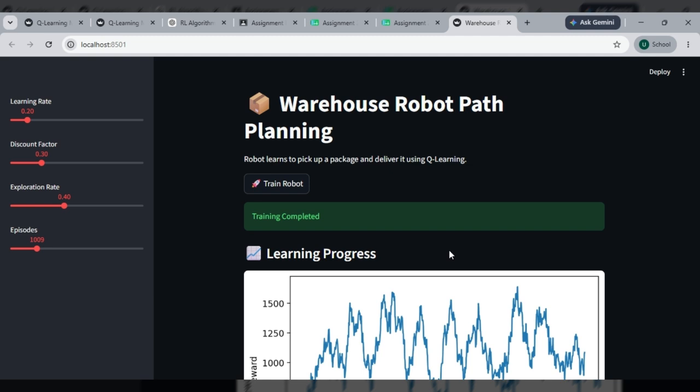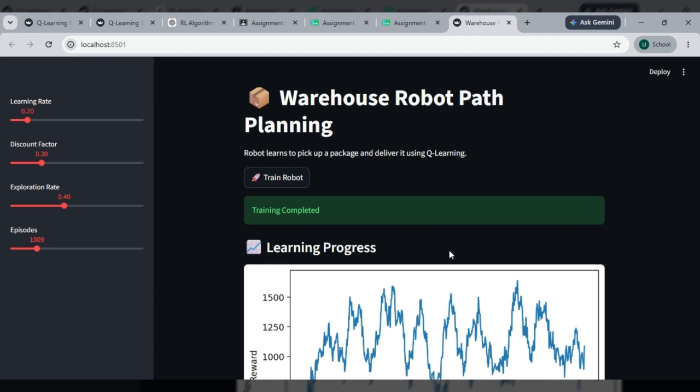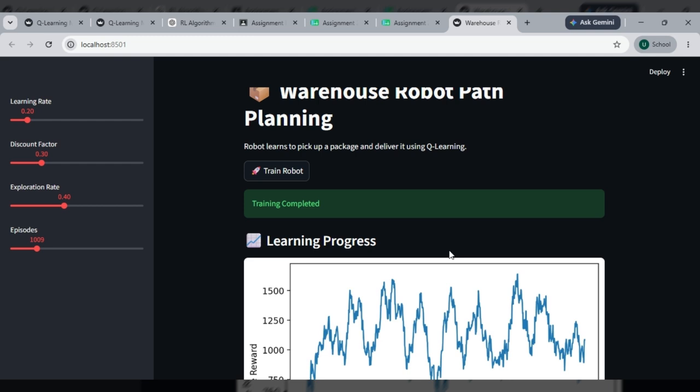First, training parameters. On the left side of the screen, we can see four important parameters that control the learning process. The first parameter is the learning rate. The learning rate determines how quickly the robot updates its knowledge after receiving new information from the environment. The second parameter is the discount factor. The discount factor determines the importance of future rewards. A higher value encourages the robot to consider long-term benefits while making decisions.